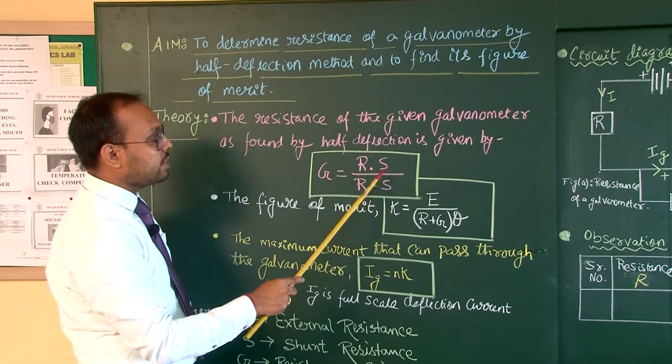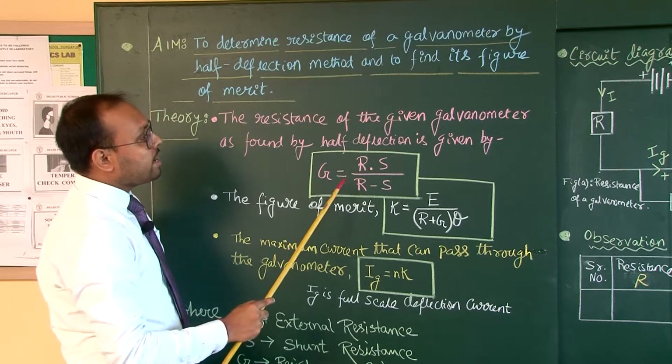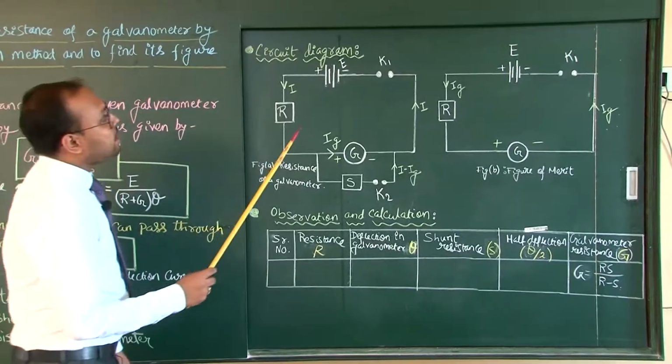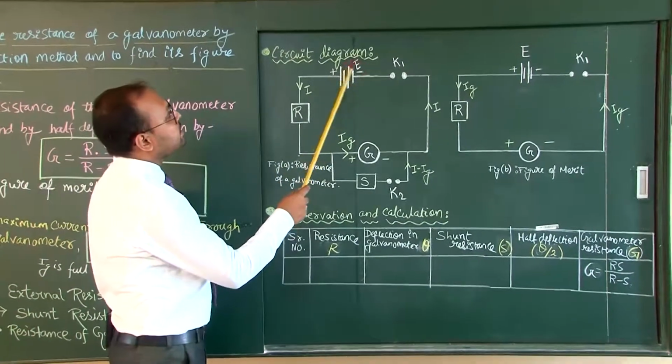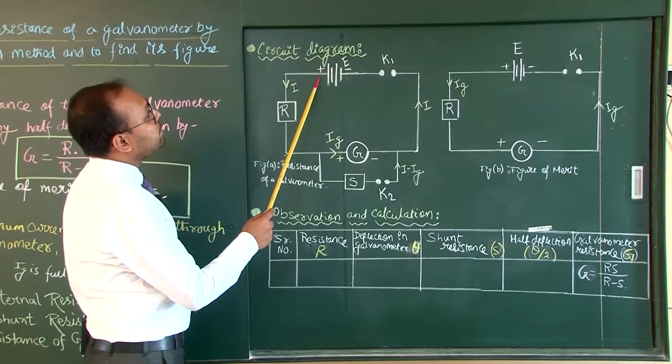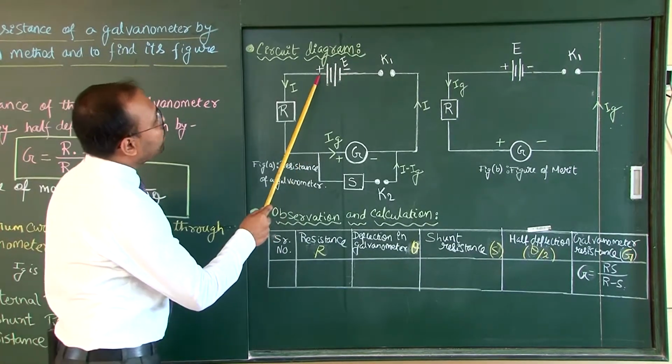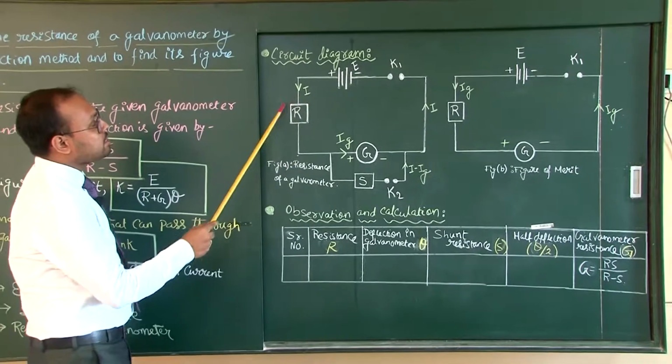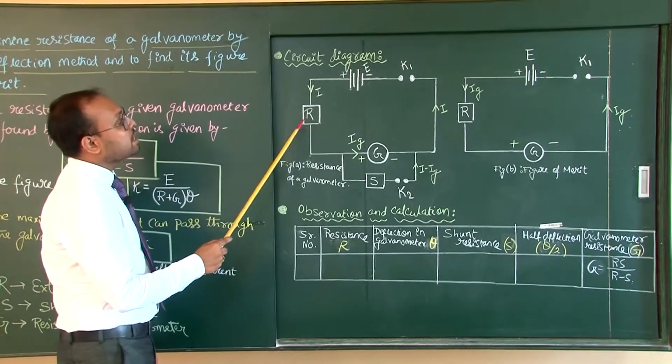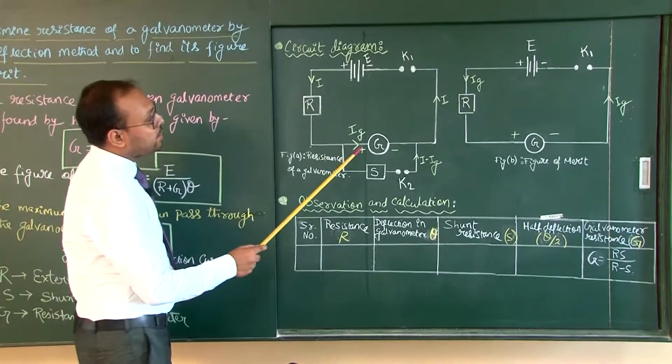I will show this in the circuit. So, this is the thing. Now, let us go to the circuit. In the circuit diagram, you can see one battery has been taken. This is the positive terminal of the battery, this is the negative terminal. Now, with the positive terminal, we are connecting a high value resistance box, and in series with that, one galvanometer has been connected.